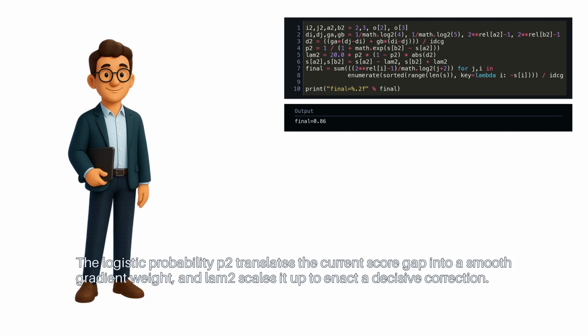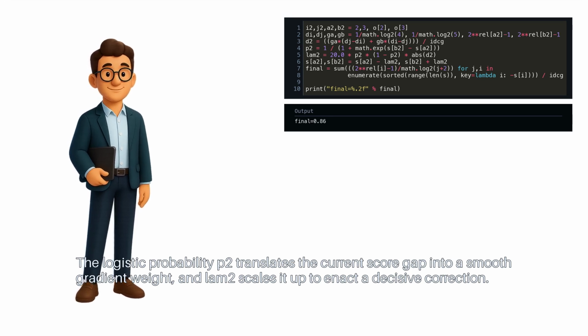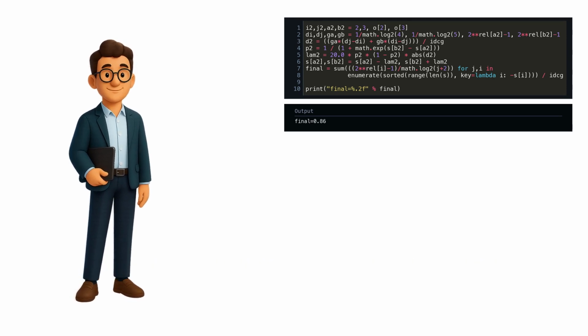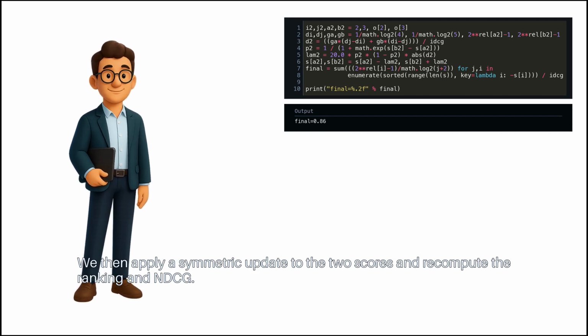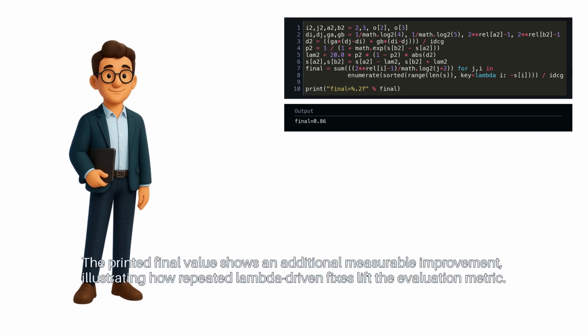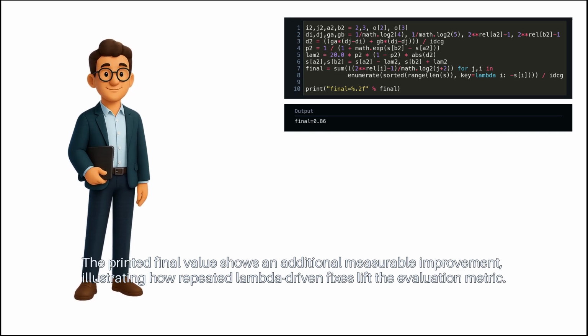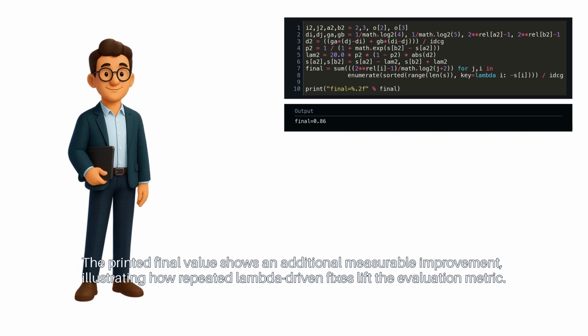The logistic probability P2 translates the current score gap into a smooth gradient weight, and LAM2 scales it up to enact a decisive correction. We then apply a symmetric update to the two scores and recompute the ranking and NDCG. The printed final value shows an additional measurable improvement, illustrating how repeated Lambda-driven fixes lift the evaluation metric.